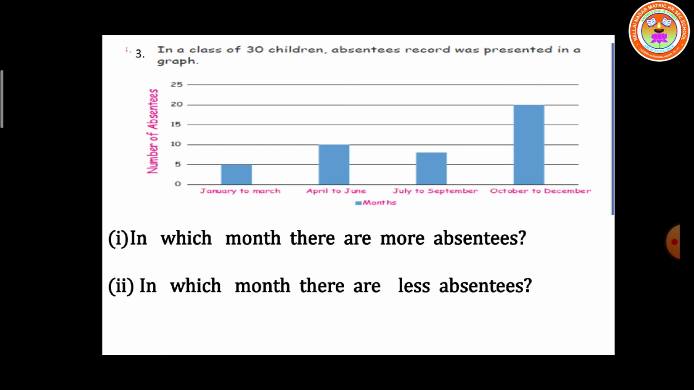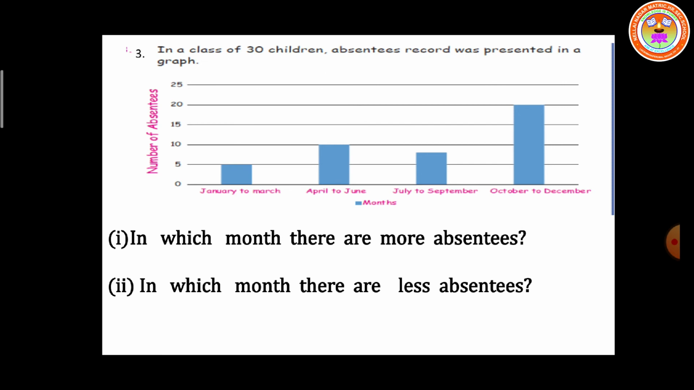Now, here the information is given in a graph, that is a bar graph. See, in a class of 30 children, the absentees record was presented in a graph. This is the information about the number of absentees in a month. What are the months given here? January to March, April to June, July to September, and October to December.